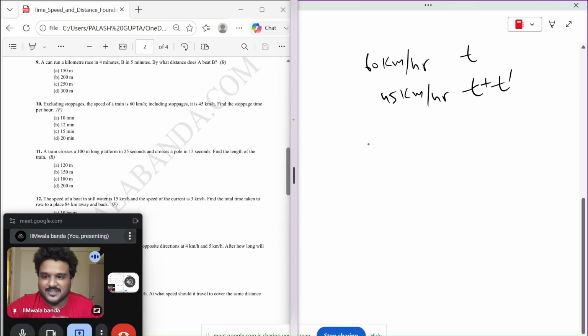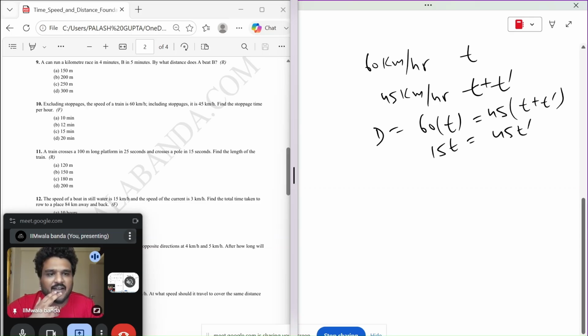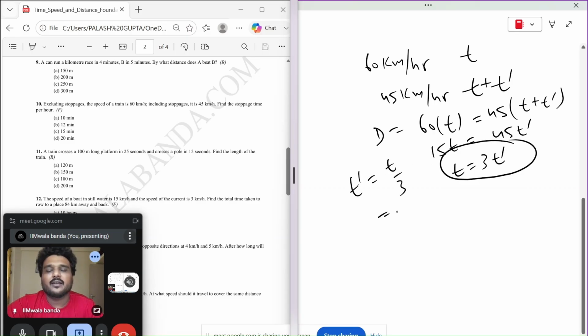So what is happening is the distance is same, but the time is more, and that is why the speed is getting influenced. So let's say the distance is speed into time, and it is same as speed into the other time. And if you solve it, 45t will come here, and it will become 15t, and 45t dash will remain here. So I know t is 3 times t dash. Okay. And because it is saying in 1 hour, I know that 1 hour is 60 minutes, right? So 20 minutes.